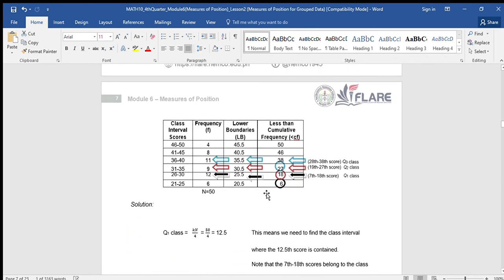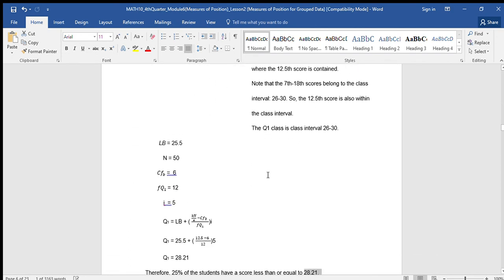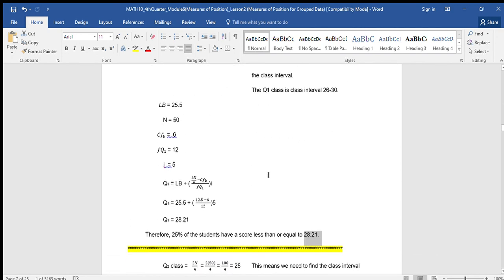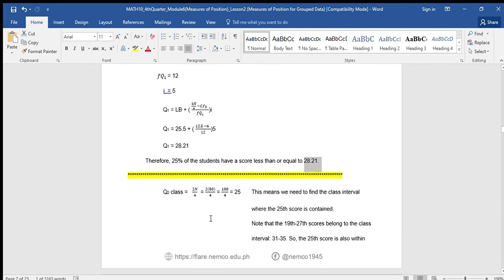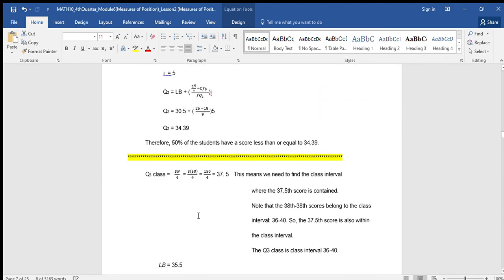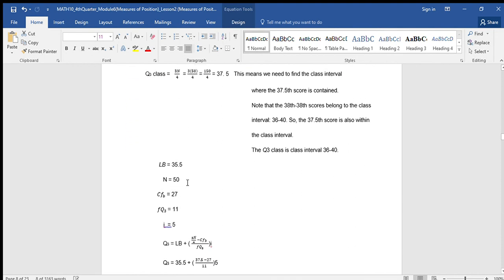Libog si Jack kay daghan man yung pangitaon. Pero i-follow ra nimo si Jack. Same ra ang i-himuon sa Q2. The only difference kay 2 na ang sa K. But same ang process. Sa Q3, same ra gihapon, pero ang K here is 3 na. The rest is just the same.